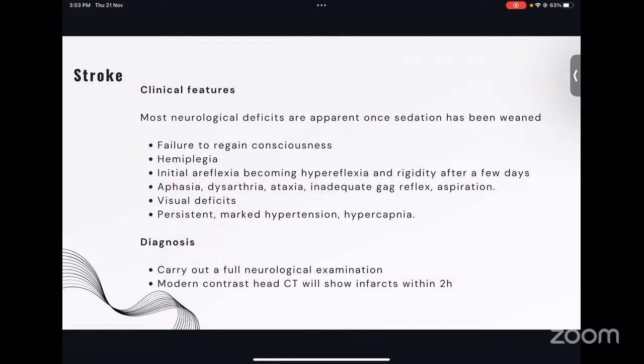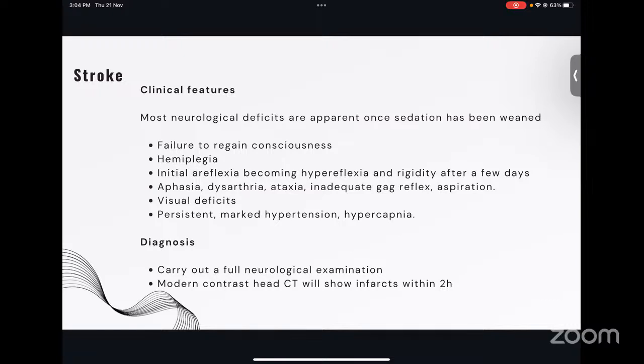Clinical features of stroke. Most of the neurological deficits appear once the sedation has been weaned, usually within 24 hours, but in 1/3 of patients, the stroke will occur after several days post-op. Any deficit resolving within 24 hours is called a transient ischemic attack. Clinical features of a stroke include failure to regain consciousness once sedation has been weaned, and hemiplegia due to middle cerebral artery or total arterial artery occlusion.